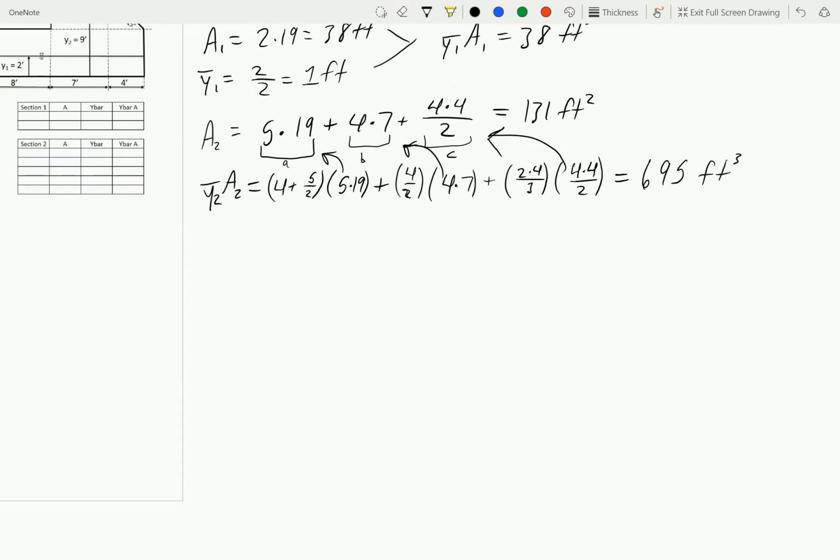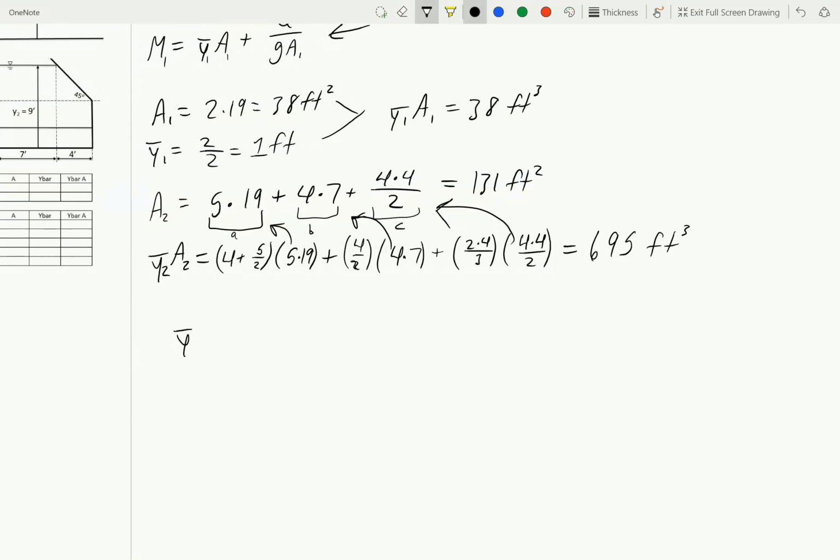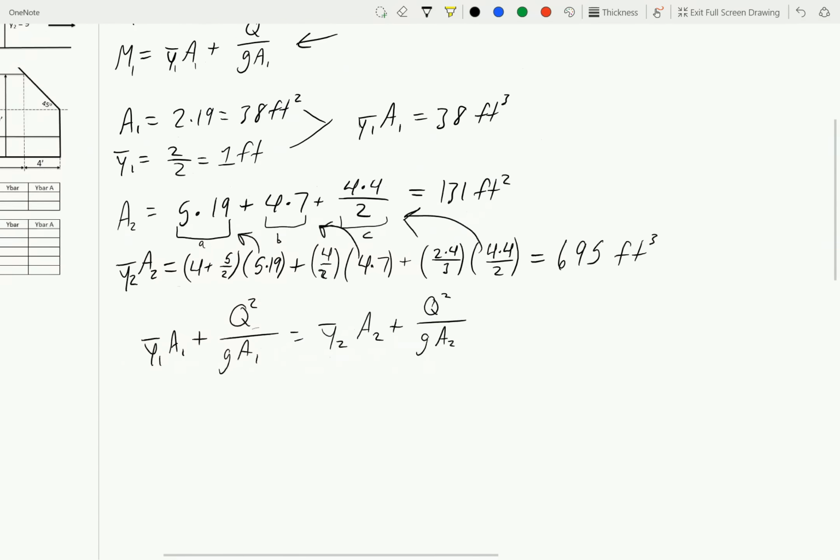Now we know all of the necessary pieces in order to plug them all into this equation here. So if we write that out, we would have y bar 1 A1 plus Q squared over G times A1 equal to y bar 2 A2 plus Q squared over G times A2. And we just plug these things in here.